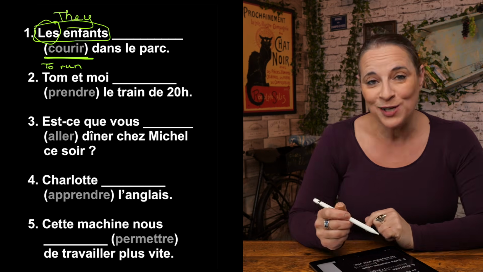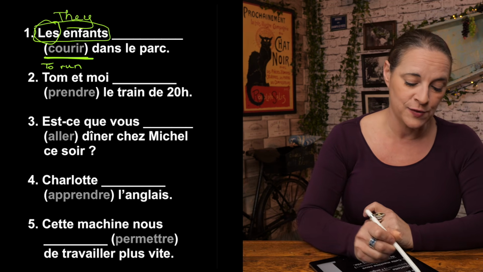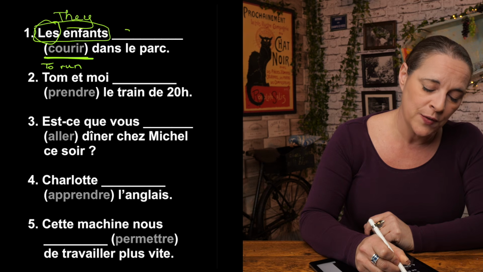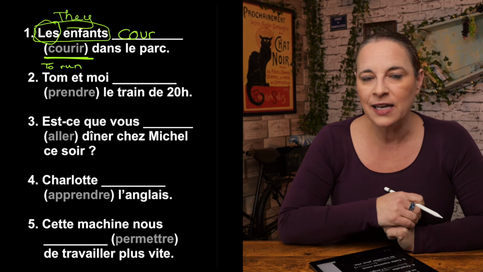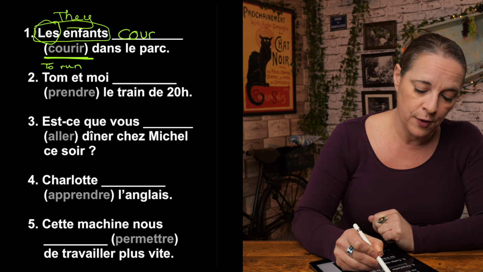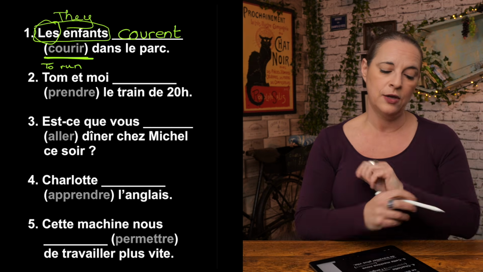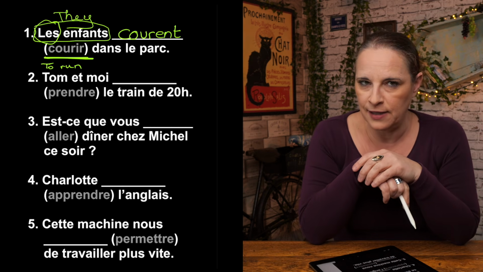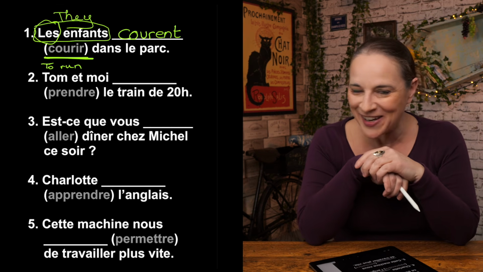Okay. But the question is, how do you say the children run in a park using this, but knowing that the ending is ENT for they? So it's quite simple. Take the stem of courir and add ENT. And there you have the children run in the park. Yeah? Are we okay? Can we carry on?